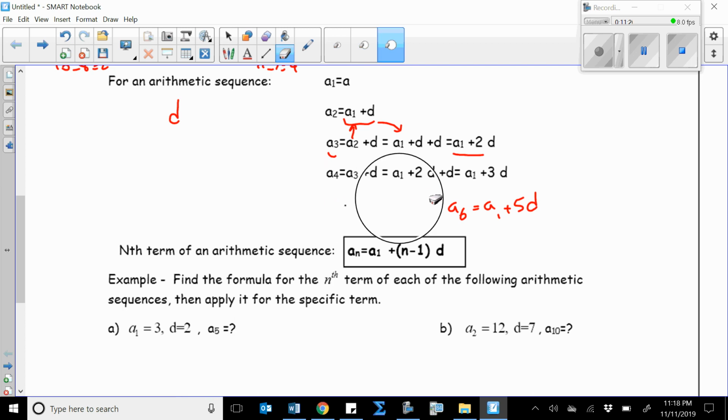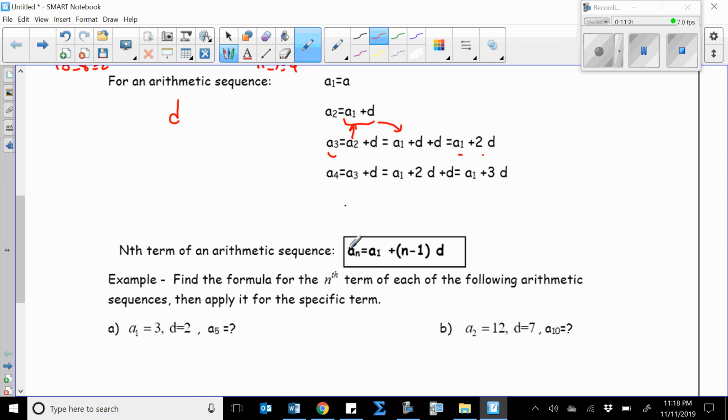Let's make some notations here. So an is the nth term. A1 is the first term. N is the number of the term, or you can just write term number. And D is the difference between terms. You can call that the common difference.